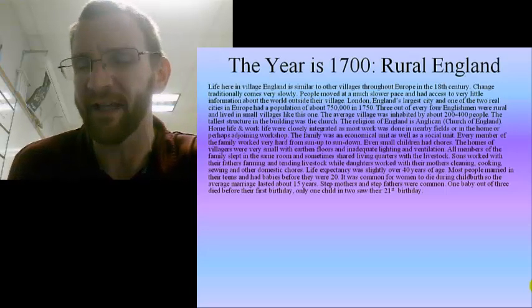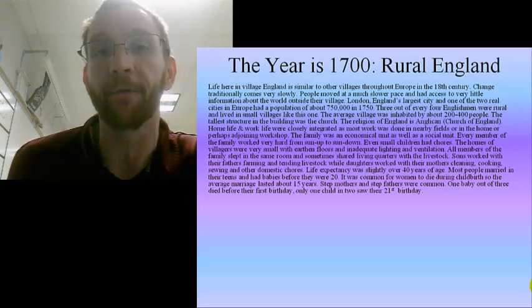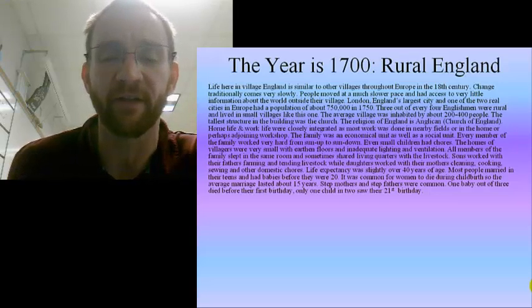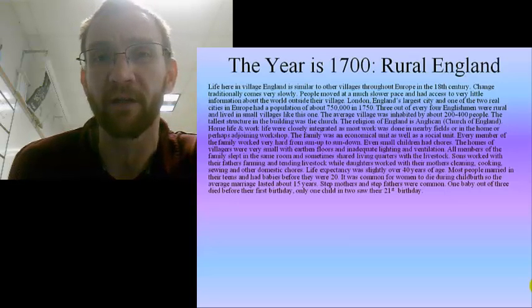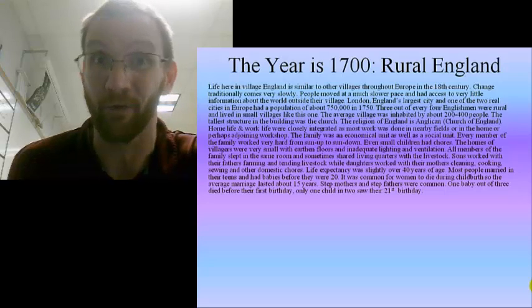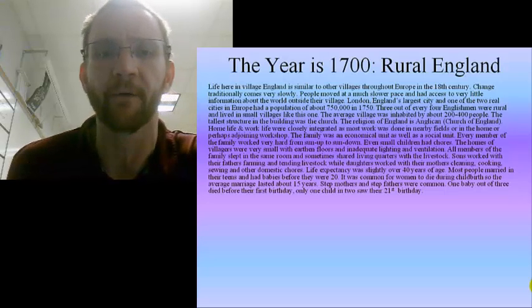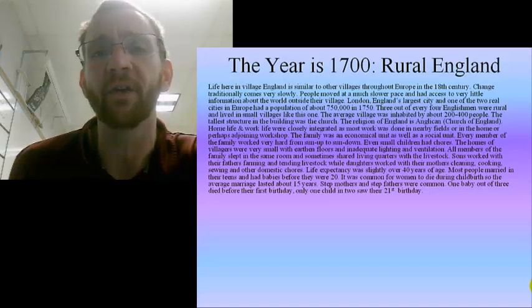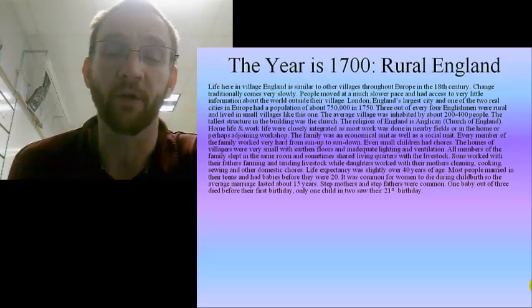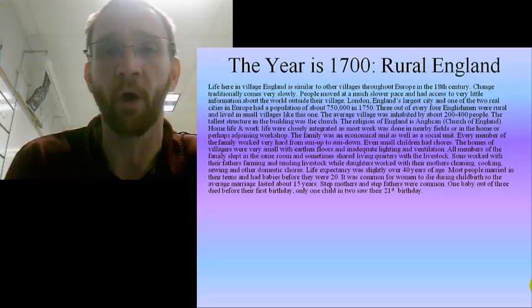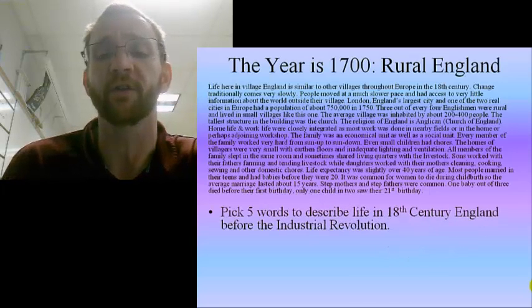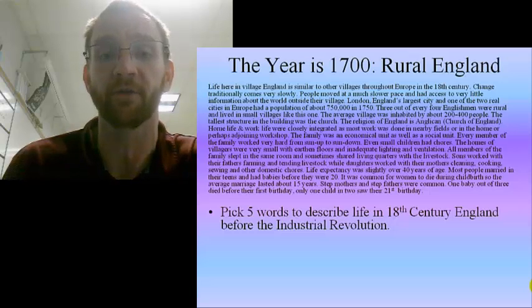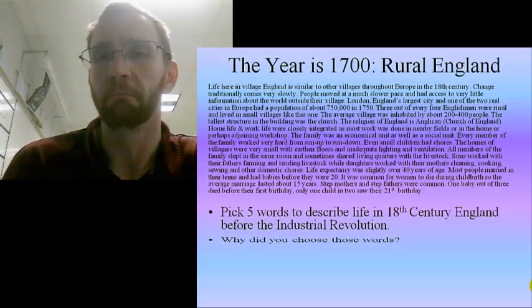So if you think about it, the death rate was about 333 out of 1,000. That's pretty high, considering the death rate right now for babies out of 1,000 in the United States and England is right around 7 or 8 at the highest. So one child in two, only 50% of the population, would live past their 21st birthday. On your notes pages or any sheet of paper, here's what I want you to think about: five words to describe life in 18th century England before the Industrial Revolution. Why did you pick those words?